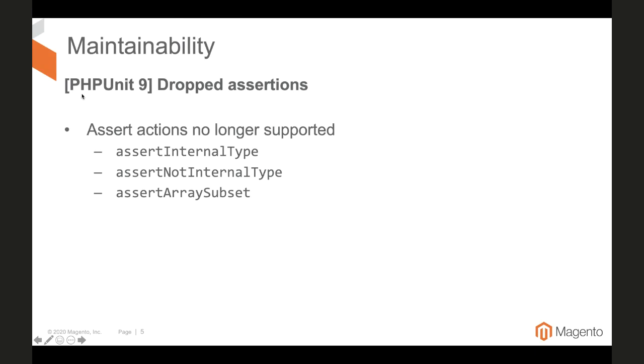PHPUnit 9 dropped assertions. Passing over to G to talk about it. Yes, in PHPUnit 9, these three assertions, assertInternalType, assertNotInternalType, and assertArraySubset, have been dropped. The replacement is not really useful for the functional tests. We don't see the usage, so there's currently no replacement for these.